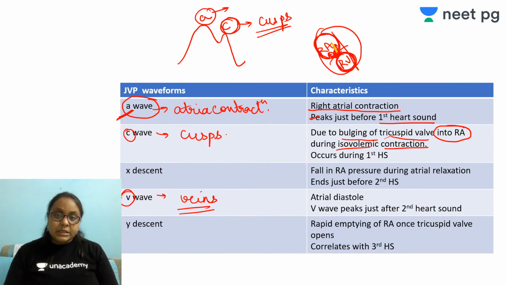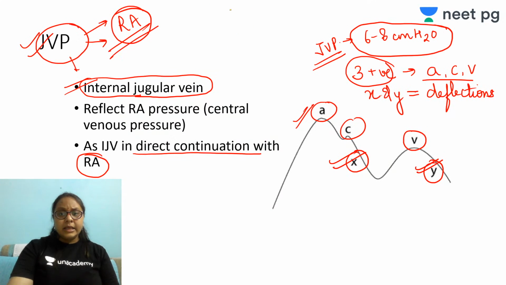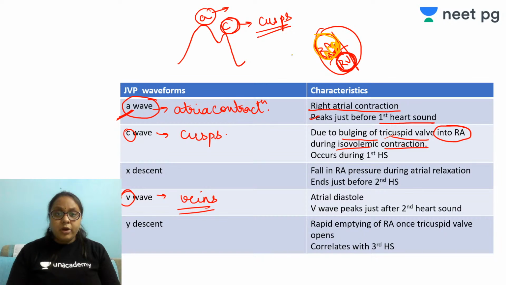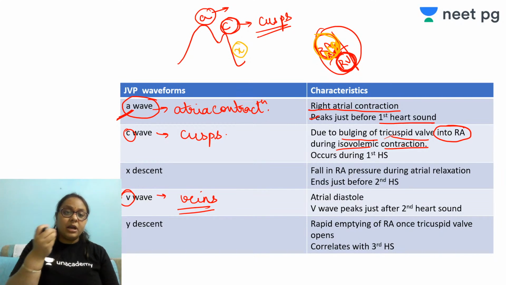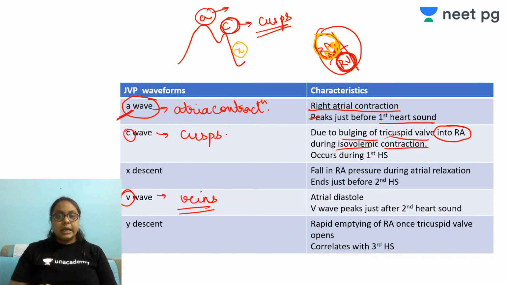So because of the bulging of this tricuspid valve into the right atria, there will be an increase in the right atrial pressure and that gives the C wave. Now what we have is the X descent. X descent का मतलब क्या हुआ, एकदम से एट्रिया का प्रेशर कम हुआ, ठीक है. तो वो कब होगा, एट्रिया का रिलैक्सेशन, because of the atrial relaxation. So the X descent is because of the fall in the right atrial pressure.